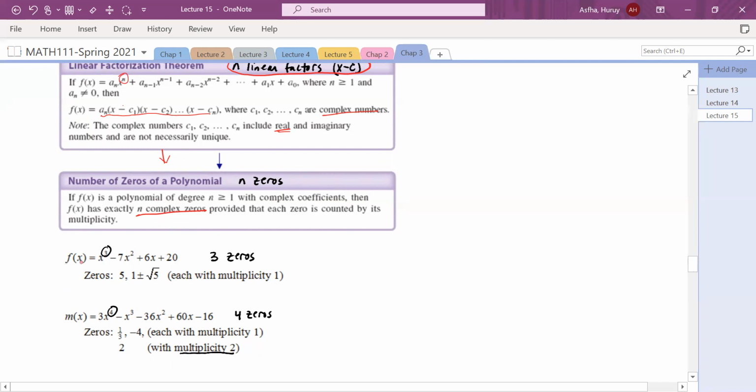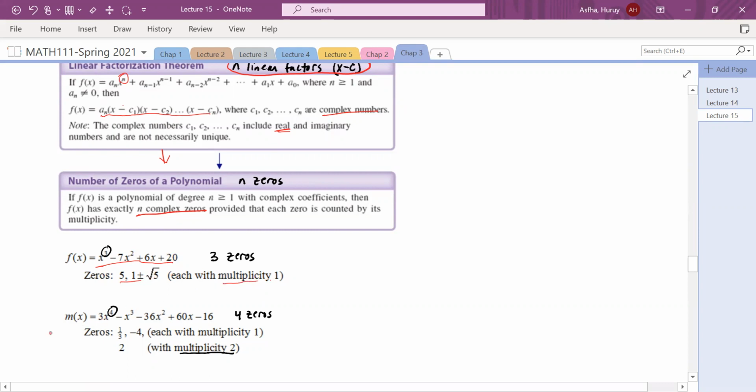For example, if we have f of x equals x cubed minus 5x, here n is 3, so we expect this polynomial to have 3 zeros. And those 3 zeros are 0 and plus or minus root 5. Since there are 3 different numbers as zeros, then obviously the multiplicity of each is 1.